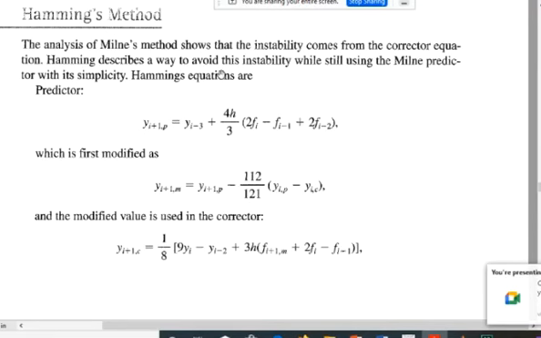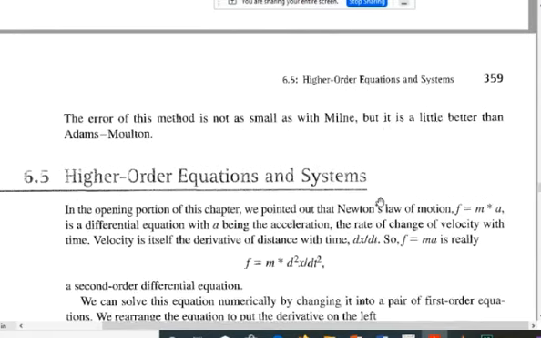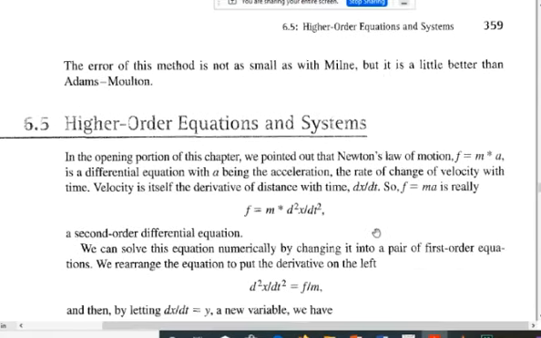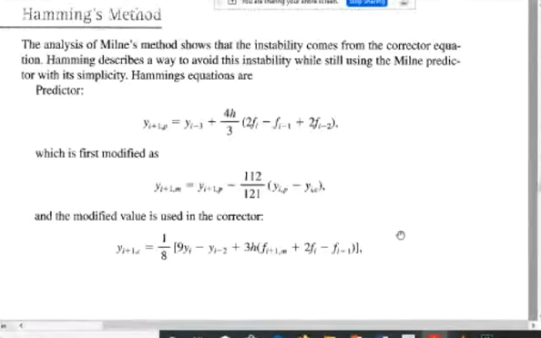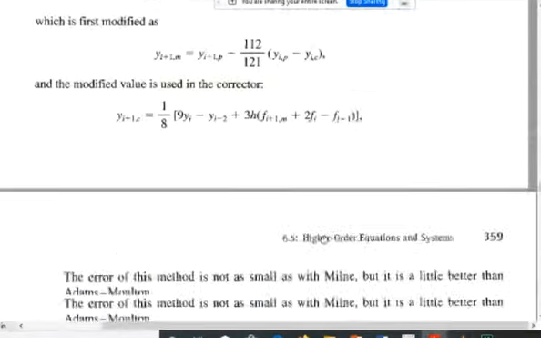We delivered that for the next meeting, because higher order equations and systems is important. Hamming method in MATLAB, we show that in the next meeting.